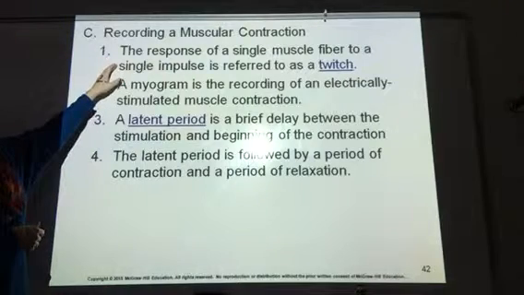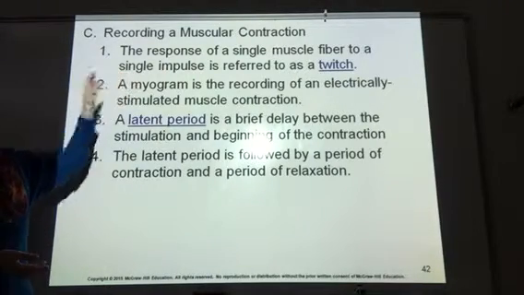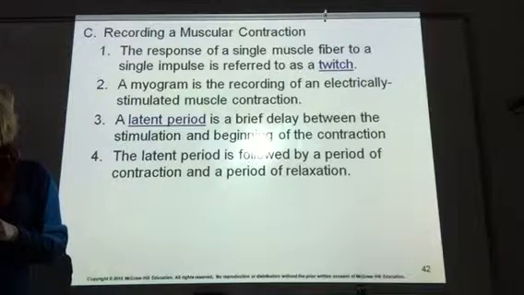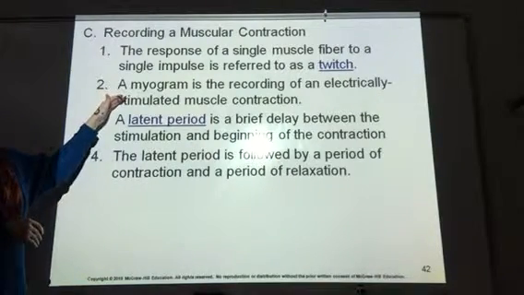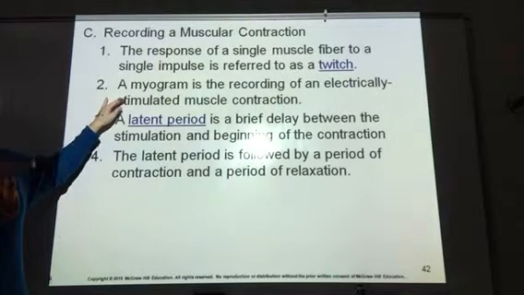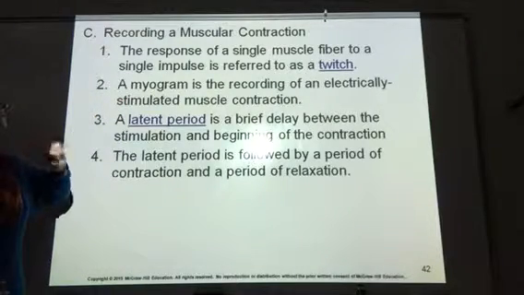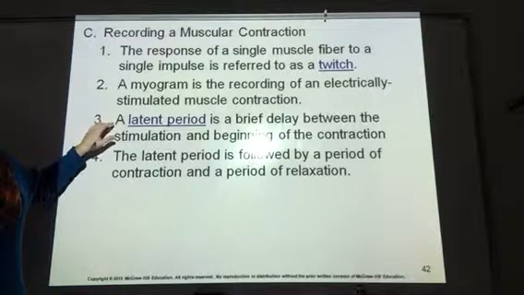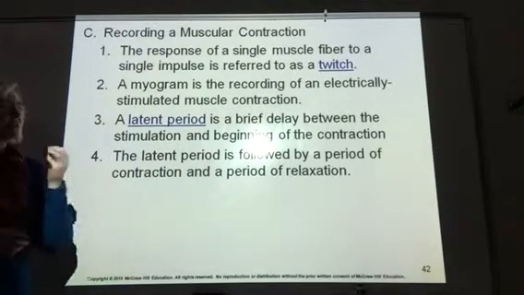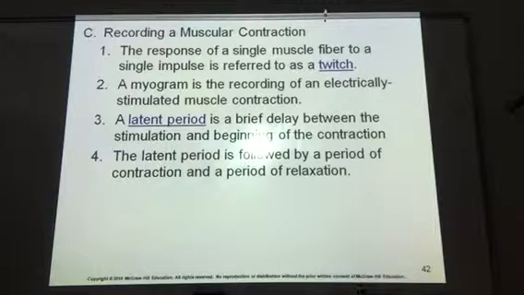So when a muscle fiber responds to an impulse, that's called a twitch. So when one muscle fiber responds, that's a twitch. We can record that on a myogram and see all of the muscle contractions. When we look at that, there are different steps. So the latent period, there's a little delay between stimulation and the contraction. So the latent period is that brief spot before the muscle actually contracts.